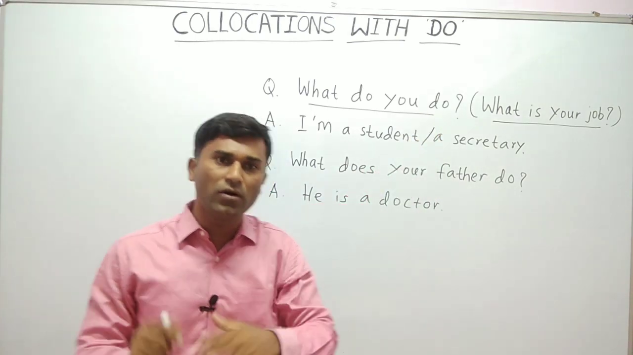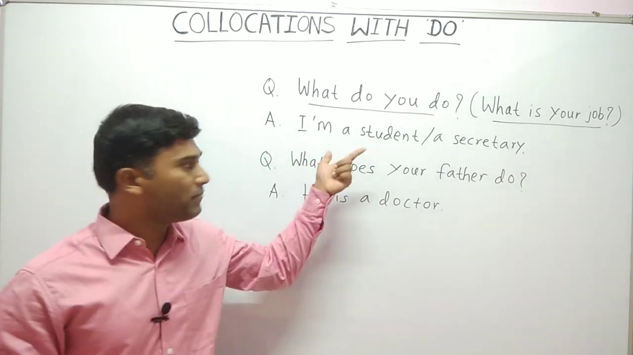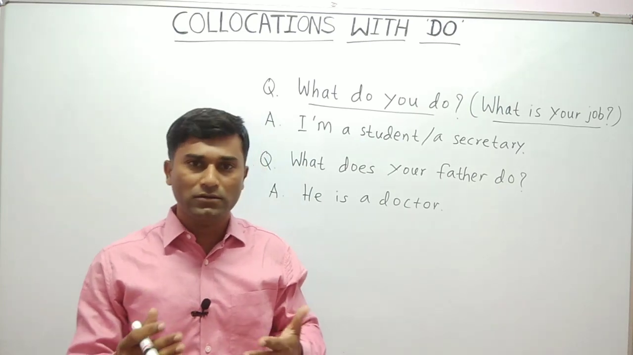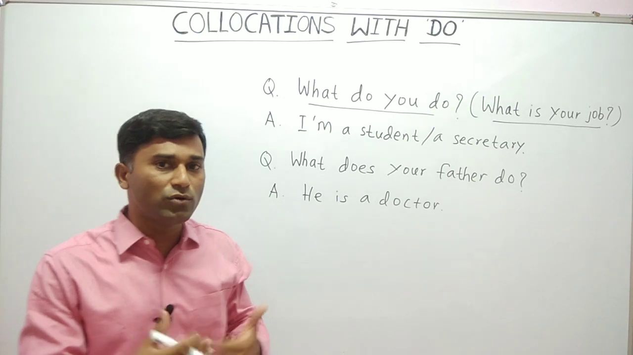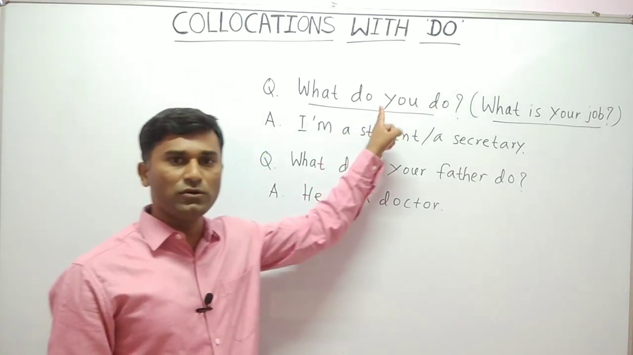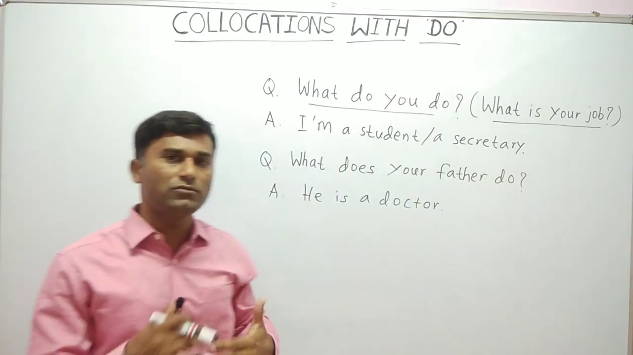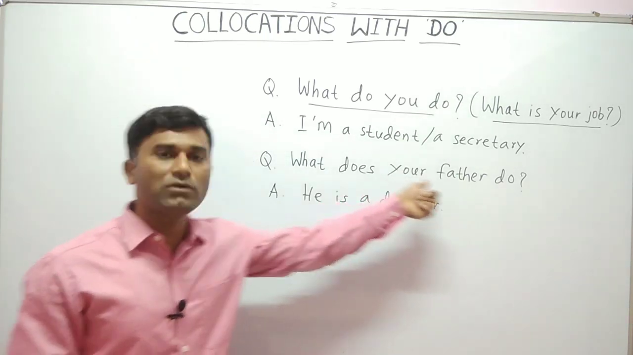So that person, or whoever it may be, he would say that I am a student, or I am a secretary, I am a teacher, I am a doctor, I am a farmer, I am a businessman. So if you want to know the person's profession or occupation, use this expression with do, that is, what do you do? Or if you want to ask about that person's relatives, like what does your father do?